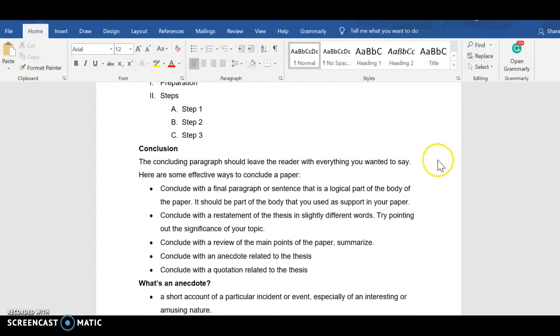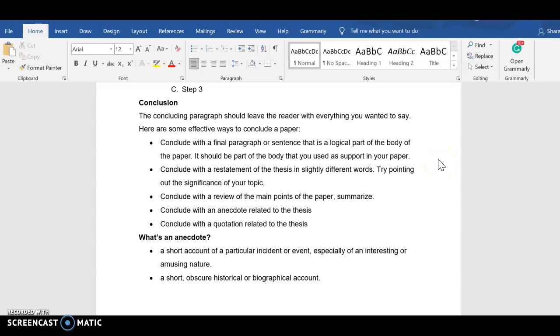Then, of course, focusing on the conclusion. A few different ways in which we can do that. The concluding paragraph should leave the reader with everything that you want to say. Here are some effective ways to conclude a paper. Conclude with a final paragraph or sentence that is a logical part of the paper. It should be a part of the body that you used as support in your paper.